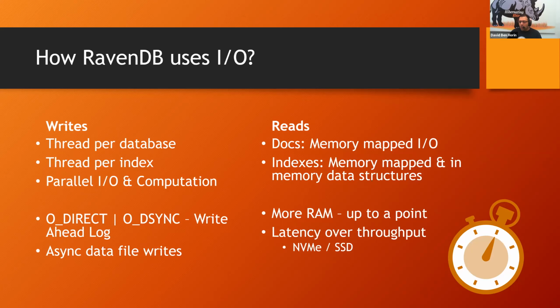Whenever you write a transaction, RavenDB needs to make sure that this is persistent. Writing that directly to the data file is supremely expensive, so we don't do that. Instead, we write the intent to write it to the log, and we need to make sure that that write is durable.